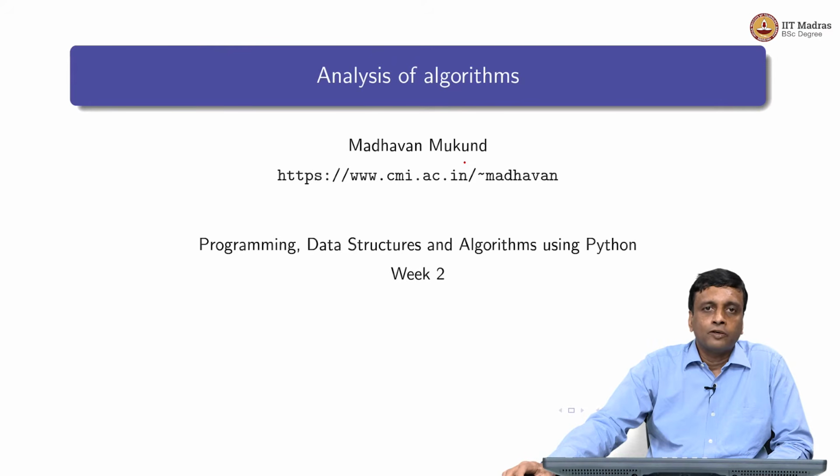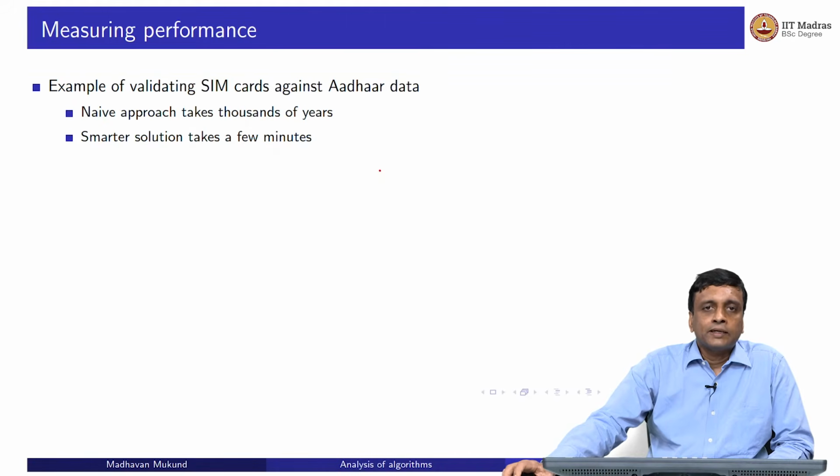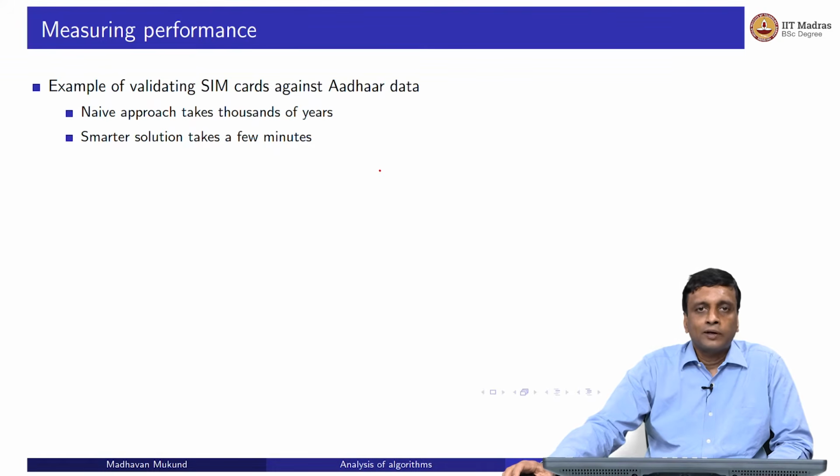So let's spend a little bit of time trying to understand what analysis of an algorithm means. Essentially we are trying to compute the performance or the expected performance of an algorithm. Remember this problem where we were trying to validate whether the Aadhaar entries in SIM cards were actually valid with respect to the Aadhaar database. The naive approach was to compare each SIM card along with every other Aadhaar card. So have a nested loop: for every SIM card, check whether the Aadhaar card appears in the Aadhaar database.